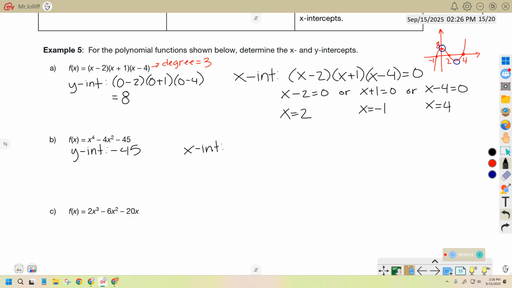Same process. I take my expression and I set it equal to 0. And I look for factoring patterns. That kind of looks like a quadratic, except the exponents are double what they should be. A 4 instead of a 2. I have a 2 instead of a 1. I'm going to rewrite this as x squared squared minus 4x squared minus 45. Instead of treating x as my variable, I'm treating x squared as my variable.